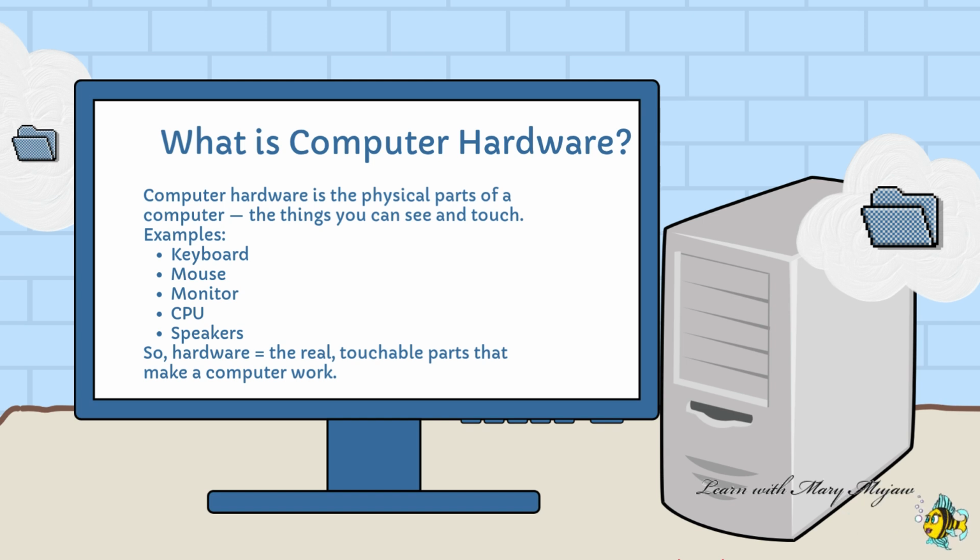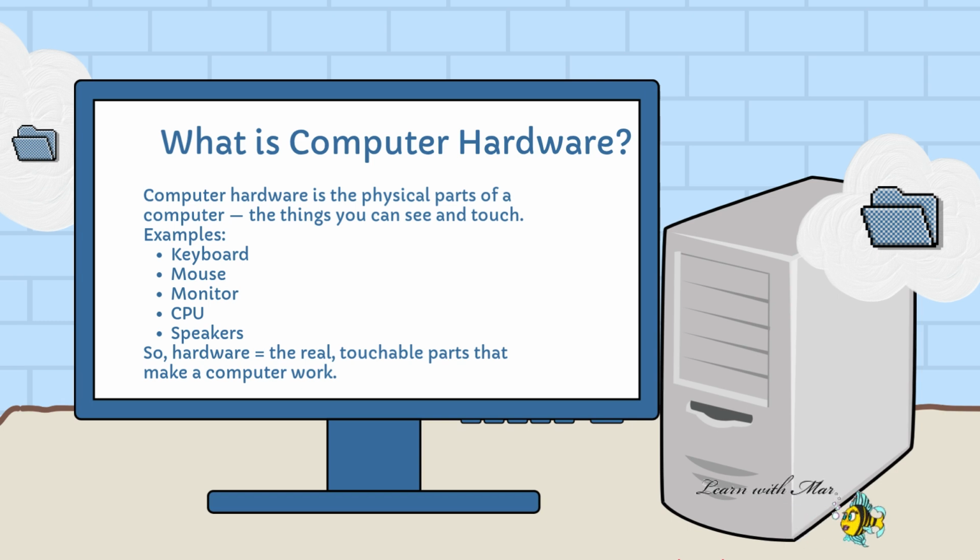Before we begin, what is computer hardware? Computer hardware is the physical part of a computer. That is, the things you can see and touch. Examples: you have the mouse, the keyboard, the monitor, CPU, speakers. So, hardware is the real, tangible part that makes a computer work.